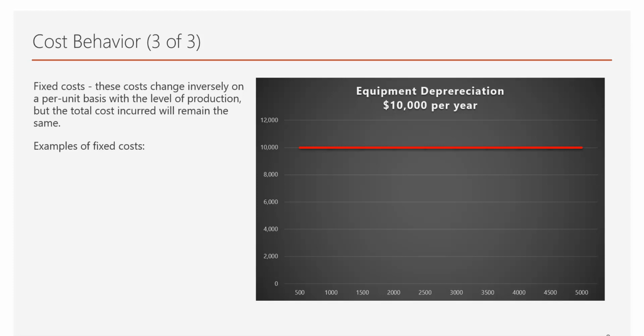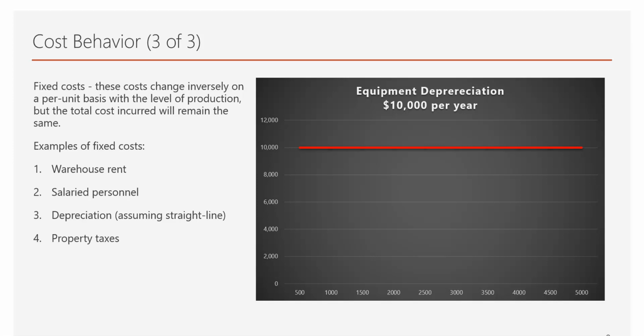So what are some examples of fixed costs? Well, fixed costs would be like warehouse rent, salary personnel who get paid the same no matter how many hours they work, depreciation, and this is assuming straight line here. We'll look at the illustration there on the right of the screen in just a moment. Property taxes. We're going to pay X amount of property taxes regardless of whether we make 0 units or 100,000 units of something. Plant insurance, loan payments, things like that. So those are fixed costs.